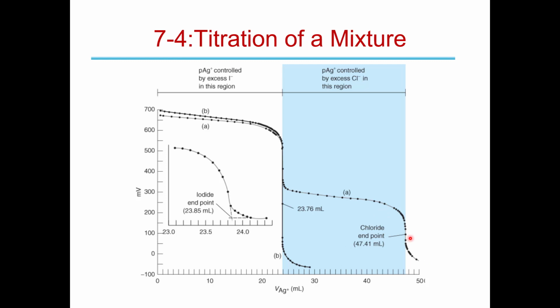So the big upshot in this picture is that it is possible to titrate mixtures. And when you do that, you will see two equivalence points, so two of these cliffs in your titration curve graph, as long as the KSPs are sufficiently different.